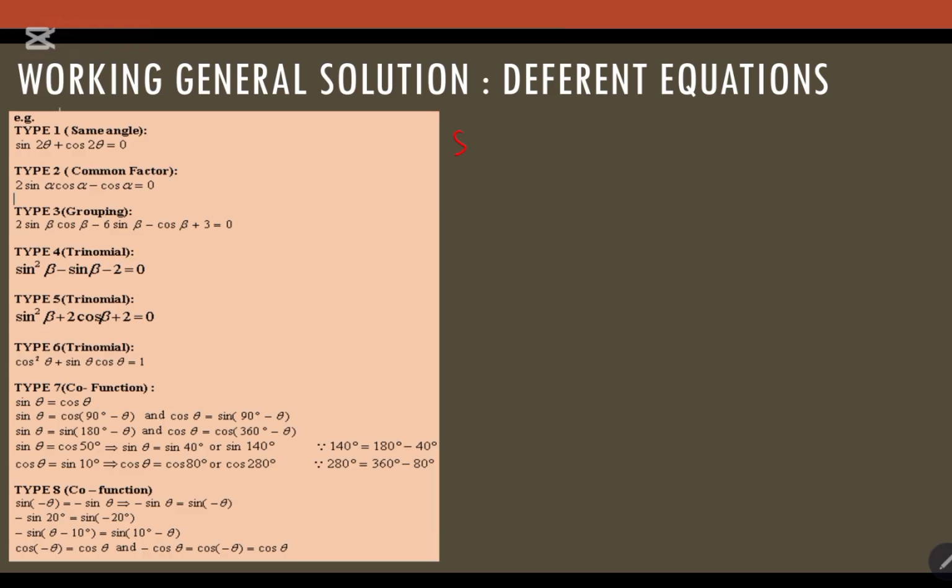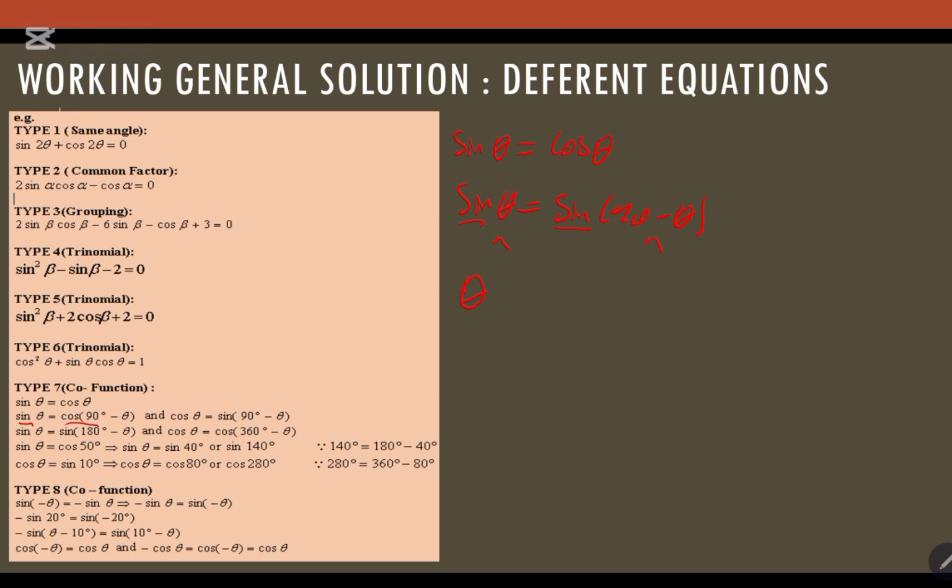Now, let's go and look at type 7. Type 7, we're given sine theta is equals to cos theta. Now here they are encouraging the use of the cofunction. If you look at the first one, we know that sine theta is equal to cos of 90 minus theta. Therefore, instead, if we're given sine theta, we can replace that as cos of 90 minus theta. Now, if these trig ratios are the same, therefore the angles should also be the same. Otherwise, these are not equal.